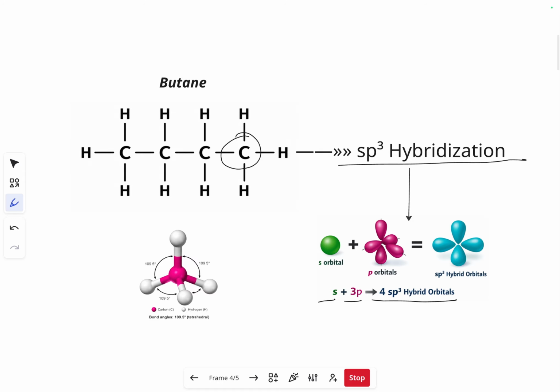Coming back to our topic, these hybrid orbitals arrange themselves as far apart as possible, forming a tetrahedral shape.